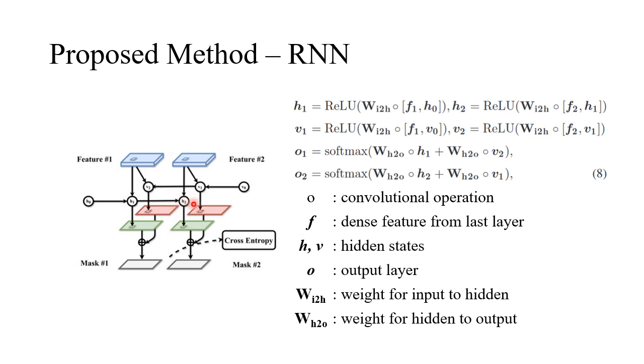Next is the hidden state V. It is basically the same as computing hidden state H, just with different directions, and instead of using H, it uses V as the hidden state. Last is the output layer. It will sum up the output of these two, the green and red, and then apply the softmax activation function.